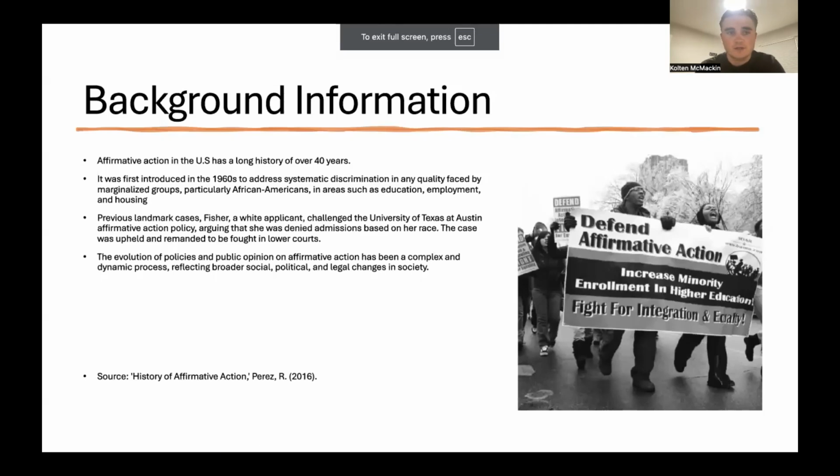So some background information: affirmative action in the U.S. has a long history of over 40 years. It was first introduced in the 1960s to address systematic discrimination and inequality faced by marginalized groups, particularly African Americans, in areas such as education, employment, and housing. Previous landmark cases: Fisher, a white applicant, challenged the University of Texas at Austin's affirmative action policy, arguing that she was denied admission based on her race. That case was upheld and remanded to be fought in the lower courts.